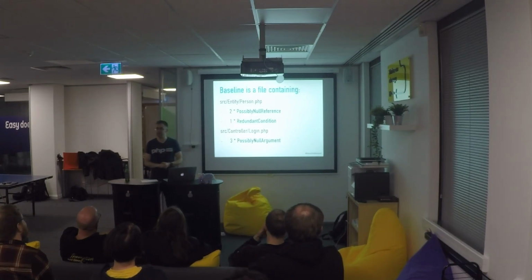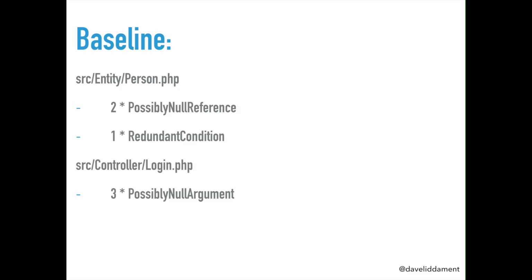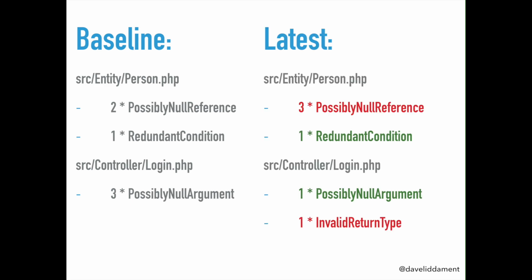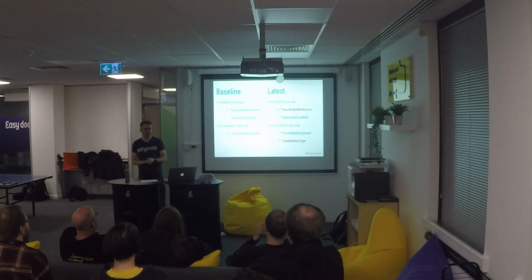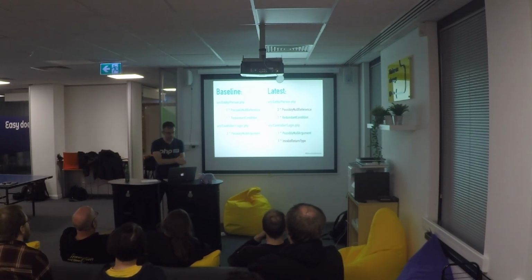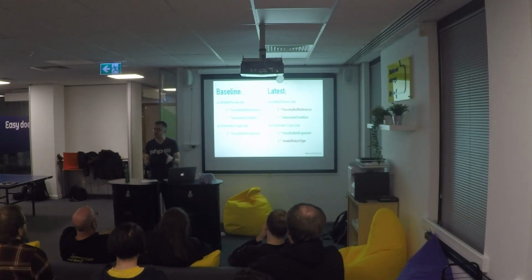We're going to say at the time we ran our baseline, here were the issues we found. So those are in our baseline. And then we run static analysis again, and we simply count up per file what all kinds of issues are. And if any of those counts have incremented or there's a new one, we will say that it failed. So here in the baseline, we had 2 lots of possibly null reference in the person entity. And now in this latest run, we've got 3 lots of possibly null references.